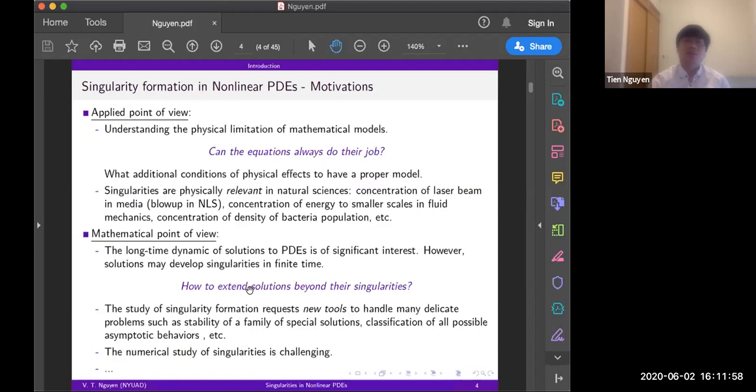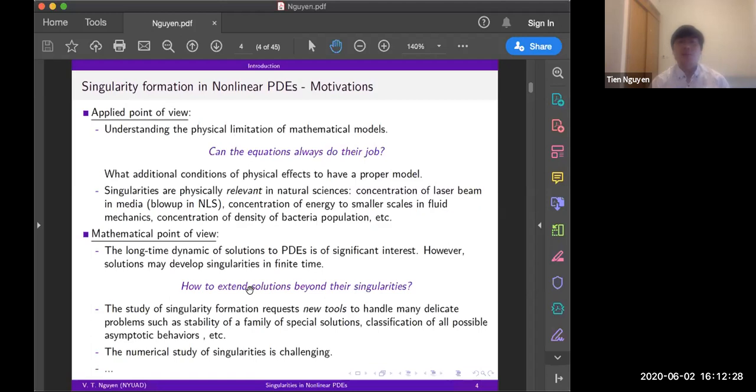The second motivation is that singularities are also physically relevant in many situations in natural science. Like we can see the concentration of a laser beam, and in our community we have the blow-up phenomena in the nonlinear Schrodinger equation, or the concentration phenomena of energies at smaller scales in fluid mechanics, or the concentration of density of bacterial populations, which I will mention shortly.